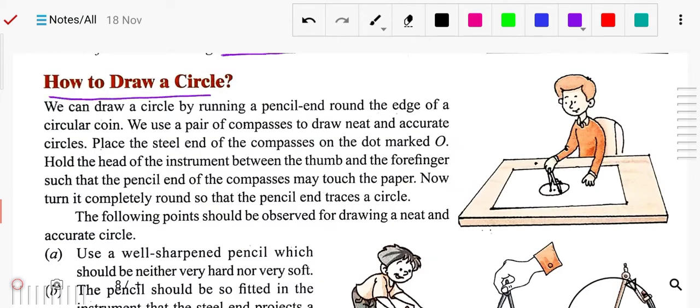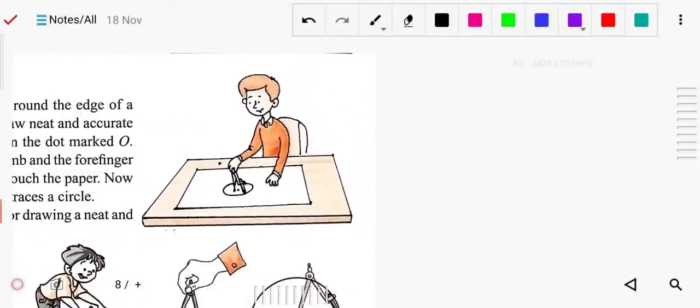Next, how to draw a circle. If you have to draw the circle, first of all you have to take the compass. In the compass there is a metal tip, and on one side there will be the pencil tip. Your metal tip should be placed where that will be your center.